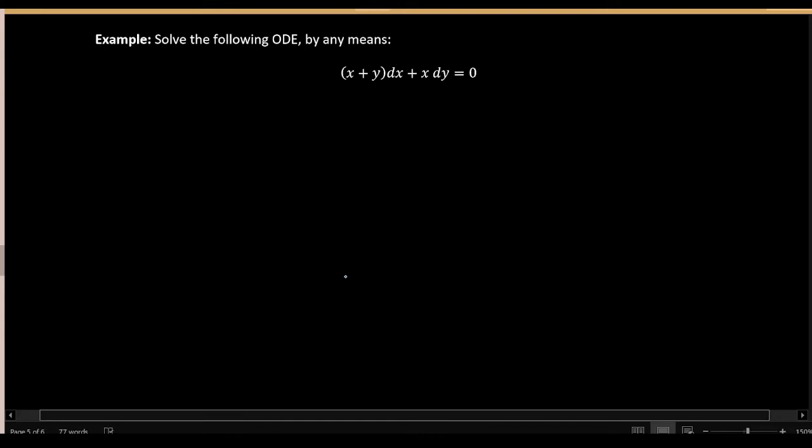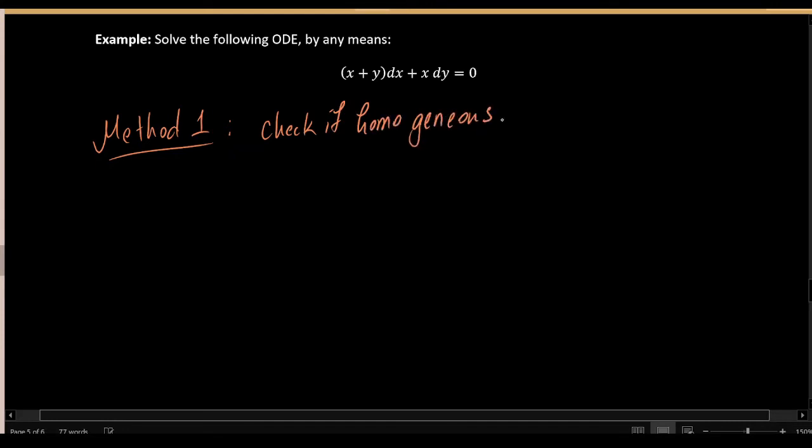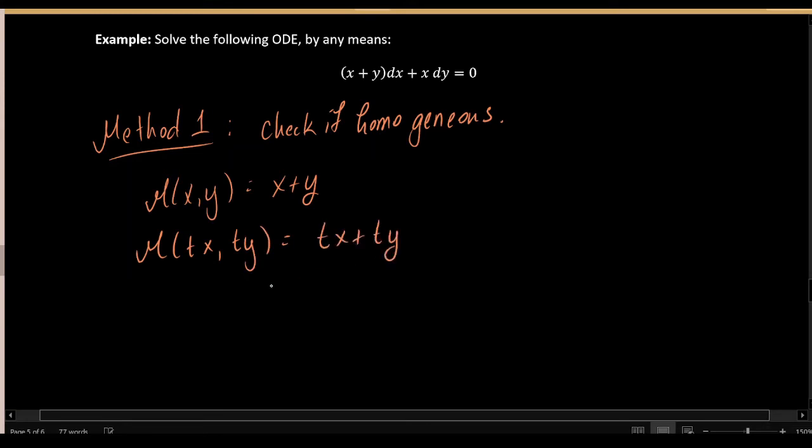For example, here I can see at least two methods that would be viable. Method number 1 would be to use the change of variables trick that we just introduced in this section. Let's check to see if this differential equation is homogeneous. So our M of x, y is equal to x plus y. And if I scale both the input and the output by t, then I get tx plus ty, which is equal to t times quantity x plus y, which is equal to t times M of x, y.